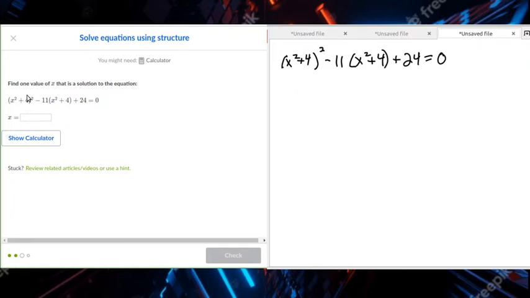So we want to find one of these values, so we don't have to find both. I think I'm going to go through and find both for you. I'm going to use the variable k this time. I see x squared plus 4 here, and I see x squared plus 4 here. So when I see x squared plus 4, I can just write k. K squared minus 11, x squared plus 4 is k, plus 24 is equal to 0. And so I'm going to factor that out.